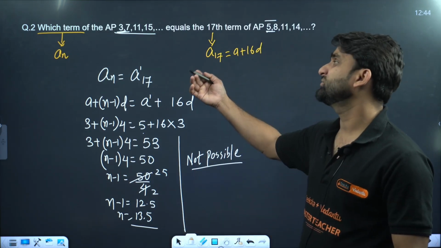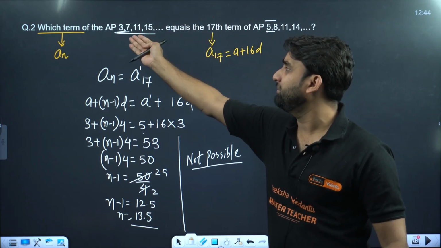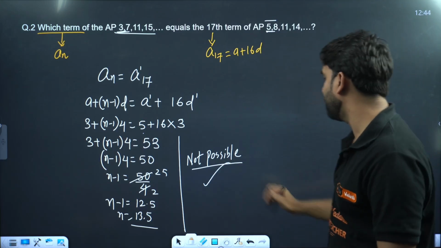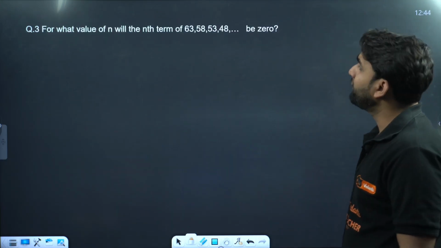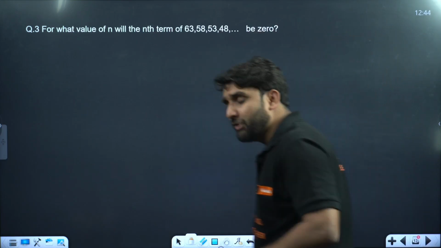There is no such term of the first AP which will be equal to the 17th term of the second AP. Not possible. Moving to next. For what value of n will the nth term of this AP be 0? Come on, very good question.